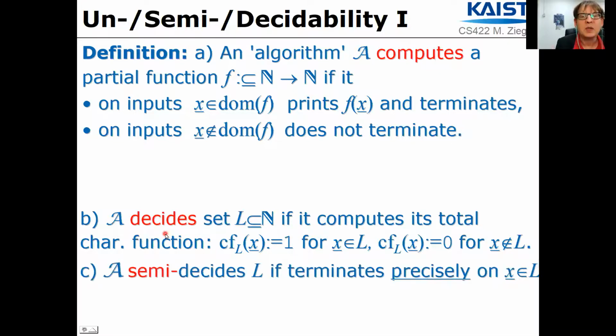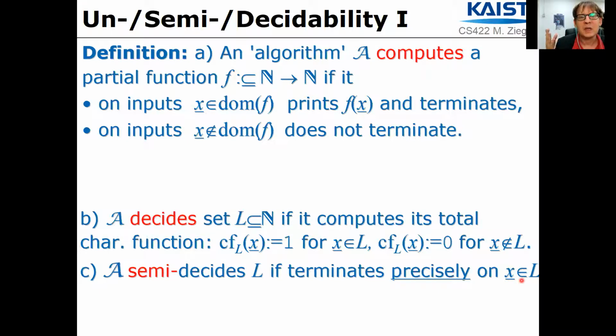What is a weaker notion? A weaker notion is semi-deciding. The terminology is already chosen carefully, such as to be weaker, namely only half of deciding. Semi meaning half. Here the condition is that an algorithm semi-decides a subset of natural numbers if the algorithm terminates precisely on those inputs that belong to the set. Or put differently, it runs forever on inputs which do not belong to the set.